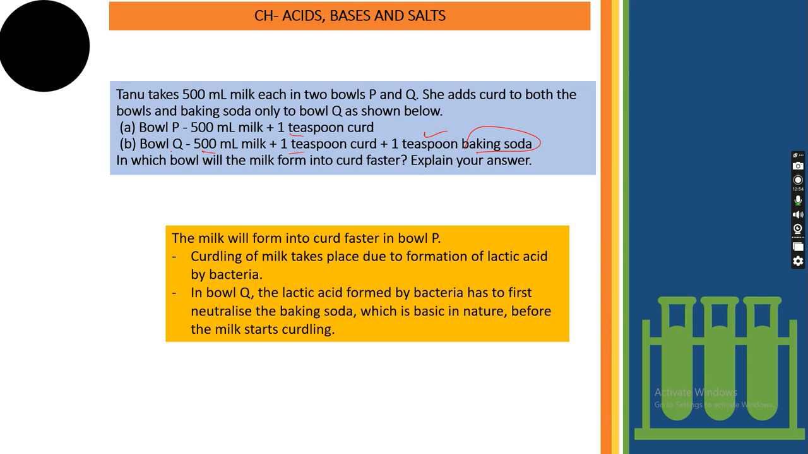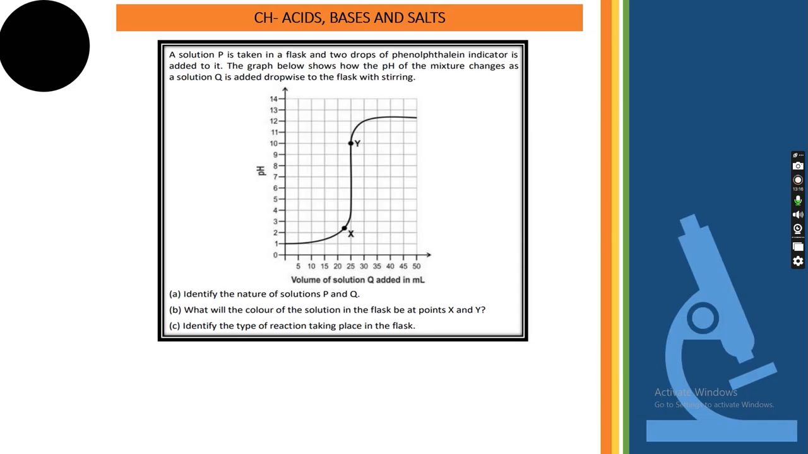So it will be faster in bowl P, that is option A. So as I already said, curdling of milk takes place because of the formation of lactic acid by the bacteria. In bowl Q, lactic acid formed by bacteria has to first neutralize the baking soda, which is basic in nature, before the milk starts curdling. Okay, now let's move to the next one.